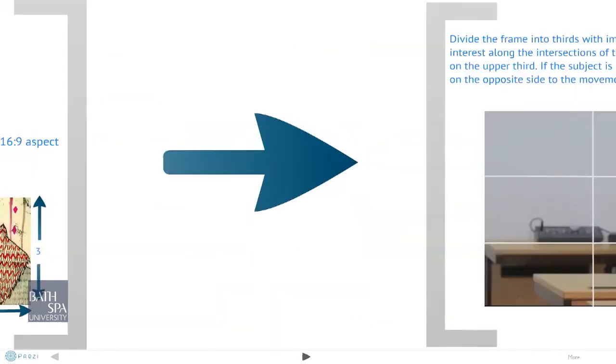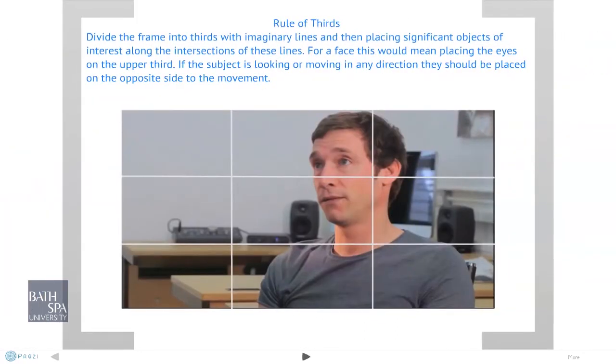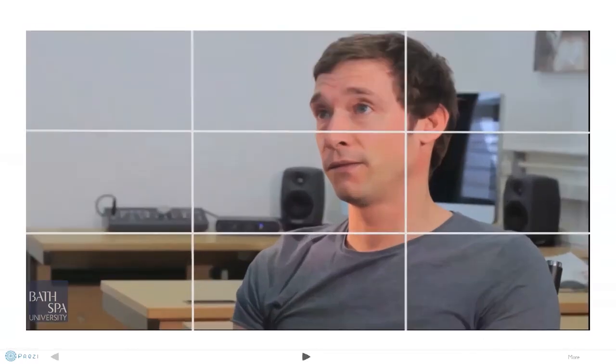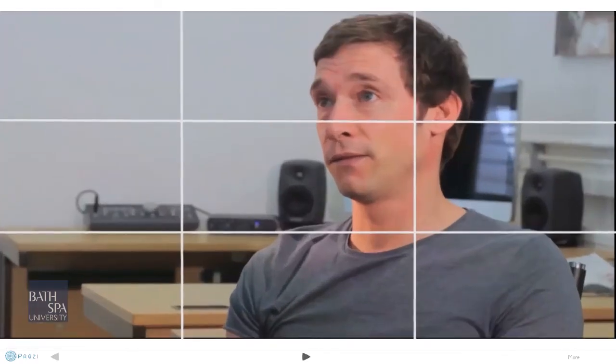Let's have a think about the rule of thirds. By dividing the frame into thirds with imaginary lines and then placing significant objects of interest along the intersections of these lines, you create a better looking photo. So if we have a look at the image below, we've placed the face or head of the subject on the upper third of the screen. The subject is looking to the left, so we've actually placed him on the right hand side of the screen, and this is good practice.